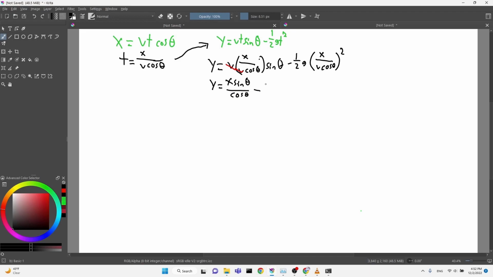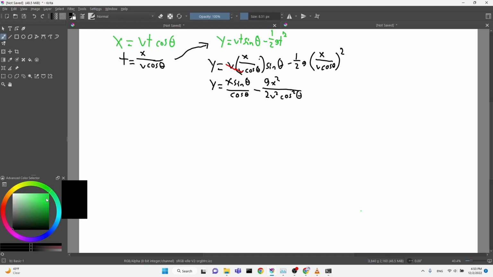And then minus, we have this. I'm just going to move the half to the denominator and g to the numerator so that it looks better, right? Gx squared over 2v squared, because we squared the denominator as well, and then cosine squared theta. This still looks pretty intimidating, and you'll see if you studied some trigonometry before.